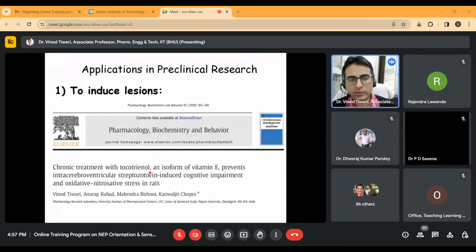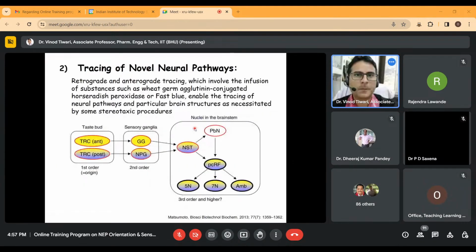So we studied the effect of this molecule in the animal model of intracerebroventricular injection. Ventricles are brain regions which are present in humans and animals as well. And there we injected streptozotocin, a chemical which, if you inject by IP route, can induce diabetes in the animal. But if you inject it directly into the brain, it will lead to cognitive dysfunction. And then we published the paper that time, in 2009, in Pharmacology, Biochemistry, Behavior, one journal.